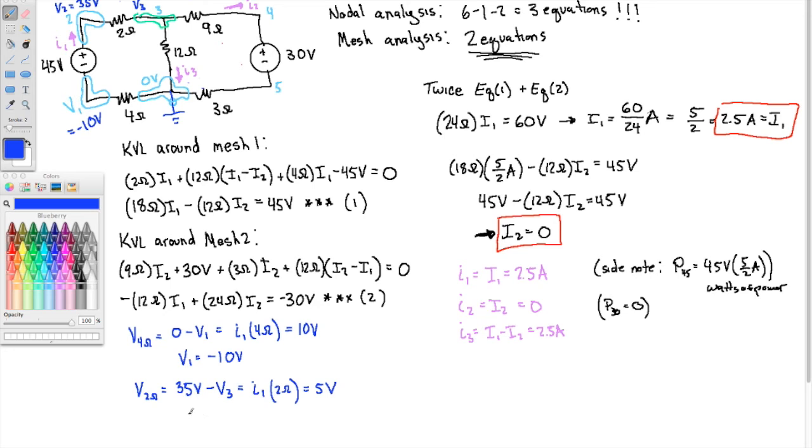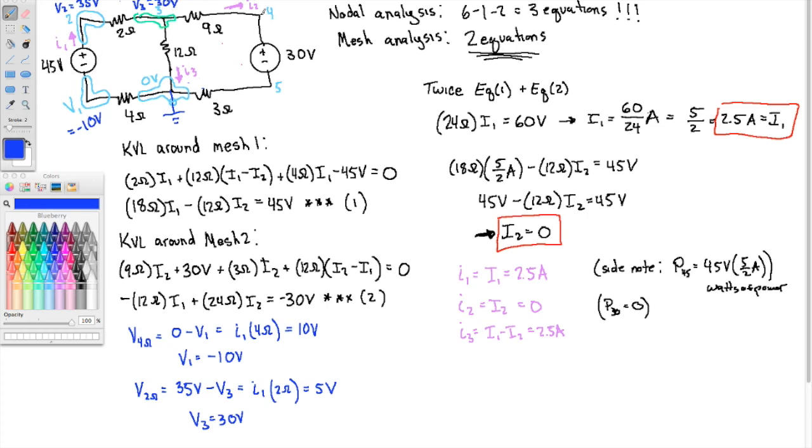So that means that V3 is 30 volts, because the drop must be 5. If the drop is 5 in the direction from left to right, then from Ohm's law, 5 divided by 2 is 2.5 amps from left to right. And that's exactly how much current we have going through that 2 ohm resistor. So if this is 30 volts, we've got this node voltage, this node voltage, this node voltage.